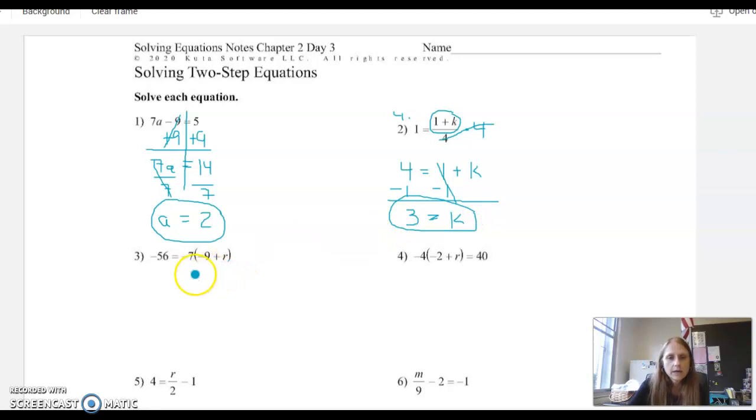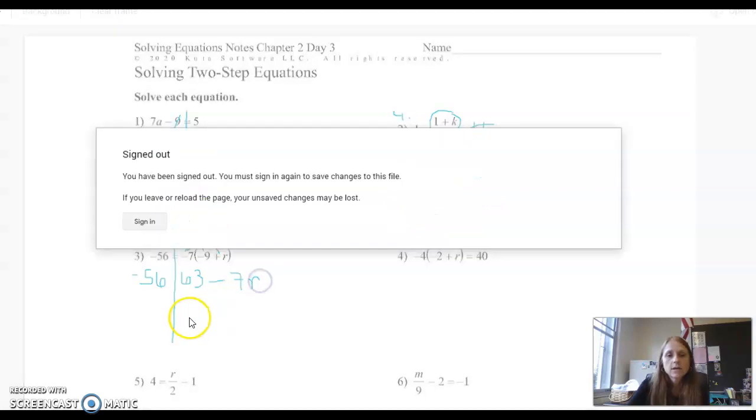All right, number 3. Most of you would probably look at this and be like, got to distribute. That's correct. You got to distribute first. So remember, if you like to draw that line, it's the equal sign that divides it into two halves. So we have the -56. On the right-hand side, -7 times -9 is +63. -7 times r is -7r. So basic.